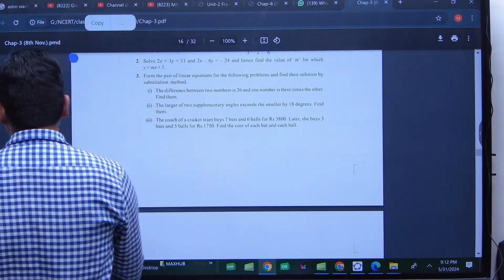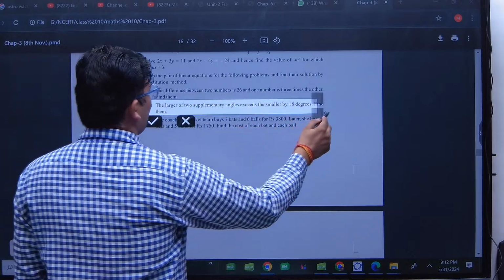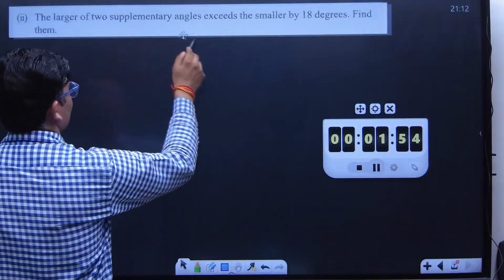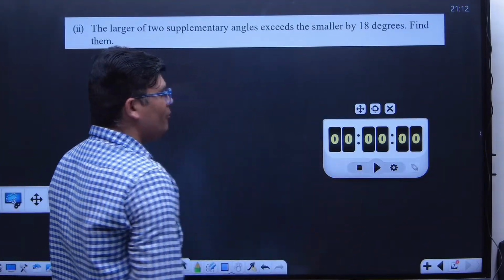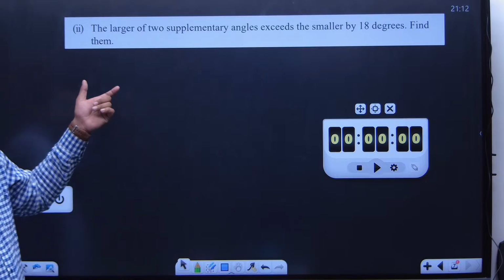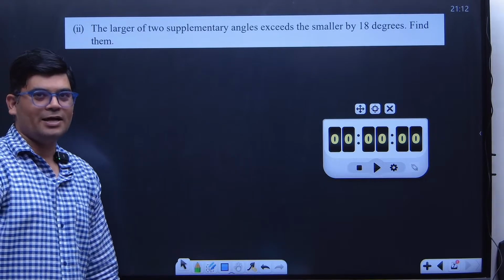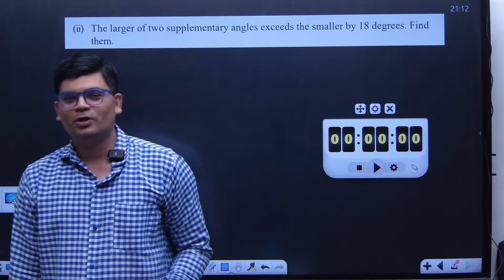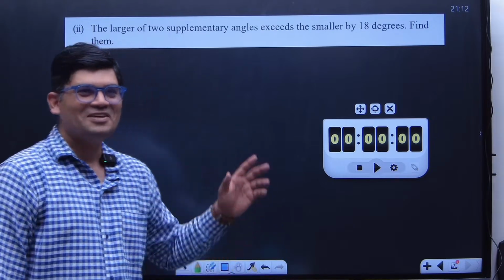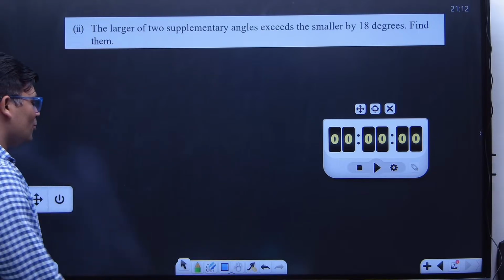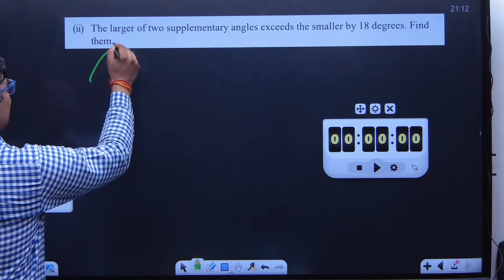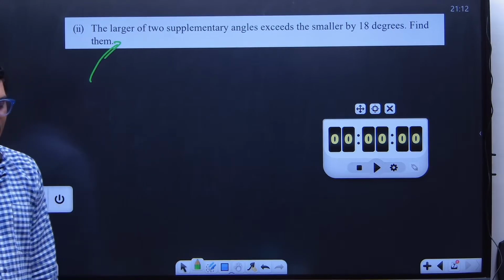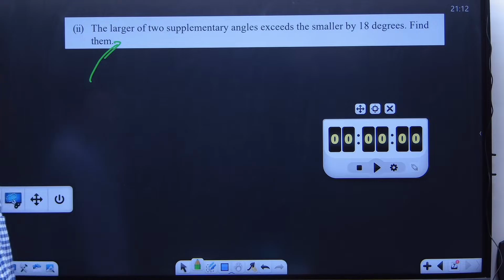So you solved one question by yourself. Now coming to the second question. You have already learned this chapter from me, lines and angles. You know what supplementary angles are. So don't put a question mark. Please remember all those knowledge. Put all your knowledge into one question. The larger of the two supplementary angles exceeds the smaller by 18 degrees.